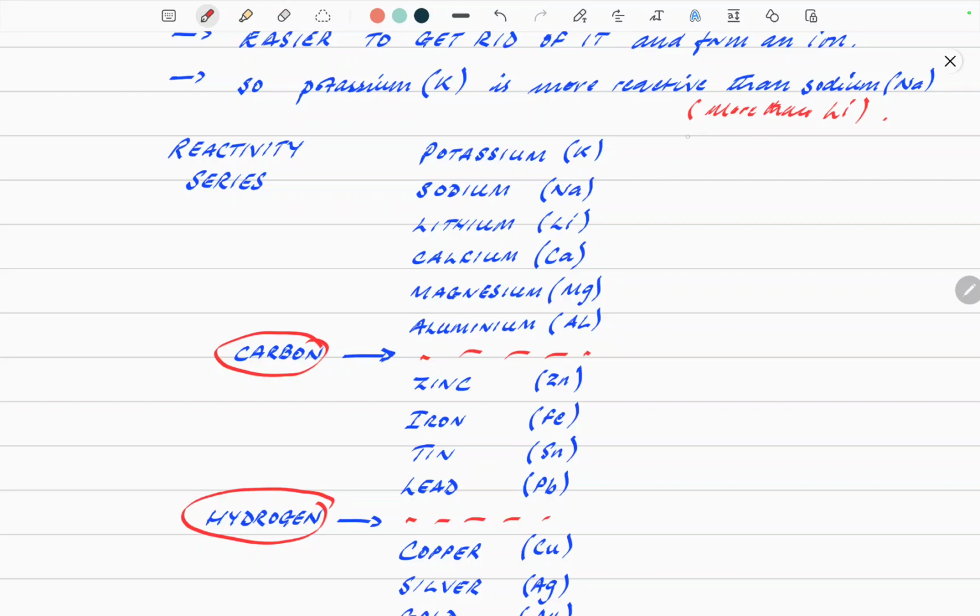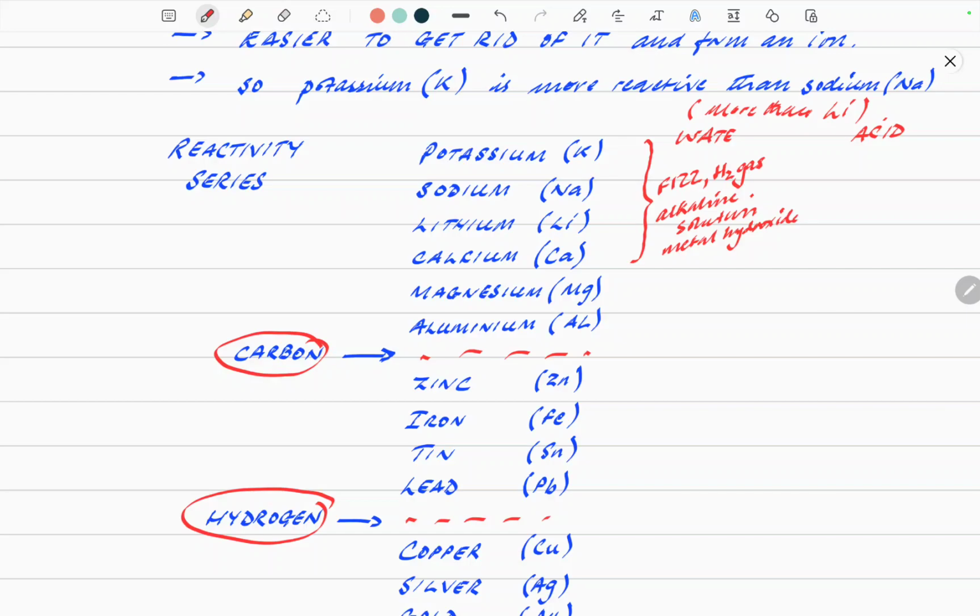So with water and with acid, right, with the first four, you will get fizzing and H2 gas, and produces an alkaline solution of a, let's write it out full actually, metal hydroxide.